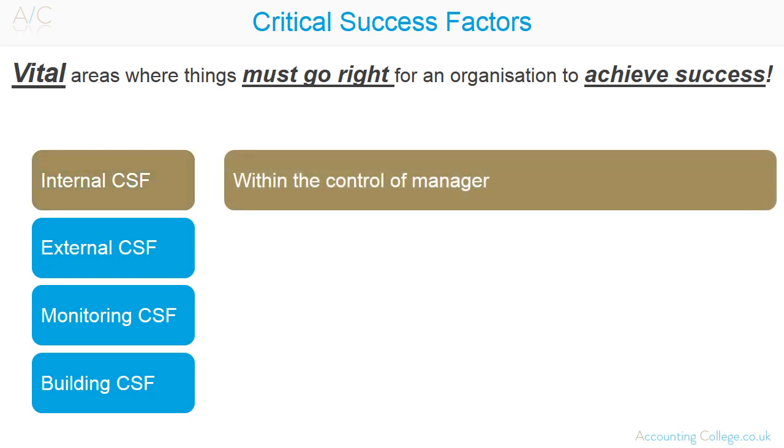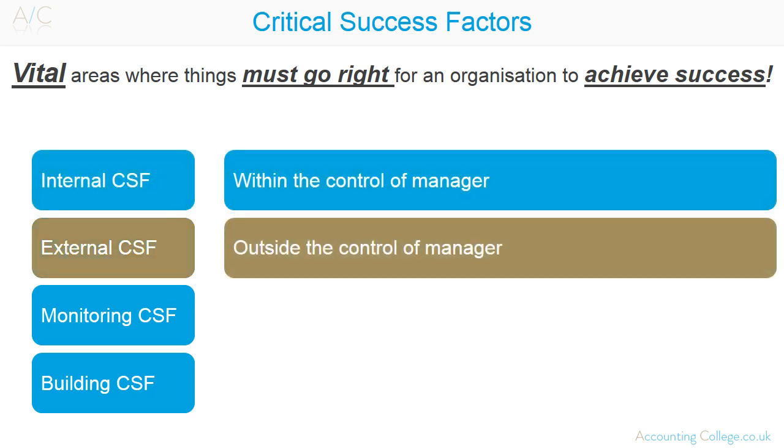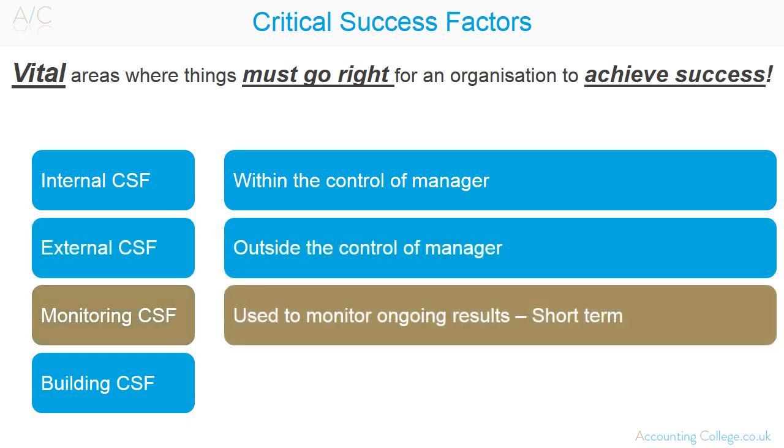Internal critical success factors are critical success factors that are within the control of the manager. For example, inventory control levels and human resource management. External critical success factors are critical success factors that relate to issues outside the control of the manager. For example, exchange rates, sources of energy, or the price of critical raw materials.